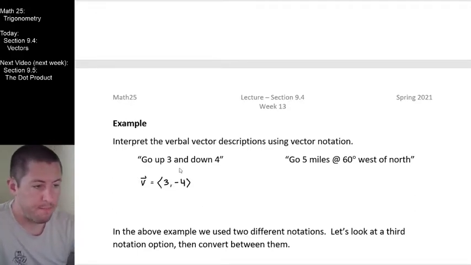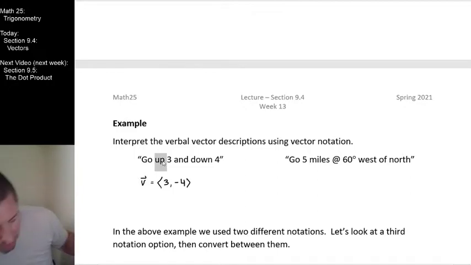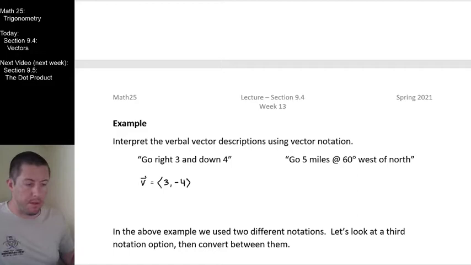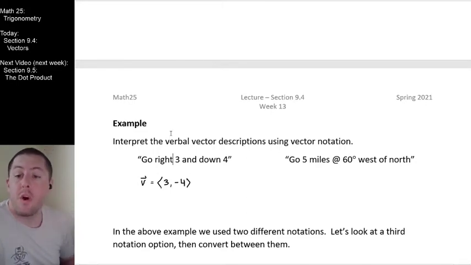It would be a good vector description if that wasn't up. I meant that to be right 3, not up 3. Go right 3 and go down 4. Now this is very similar to us giving XY coordinate locations, but you should notice that this is a set of instructions.